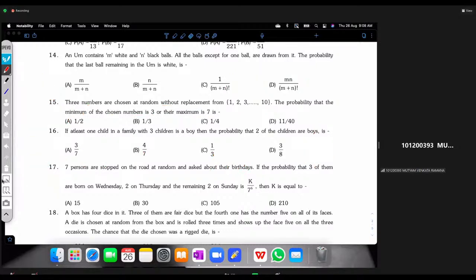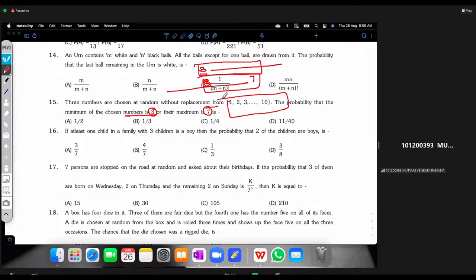Can we write, or is there any other way? So here, very simple, 3 numbers are chosen. Either minimum is 3 or maximum is 7. If 3 comes, the remaining can be anything from here. If 7 comes, anything from here. So in this process, what happened? This case is repeated. You subtract that 3, 7, 1 among this one. Okay, that is the case. You'll get the answer.